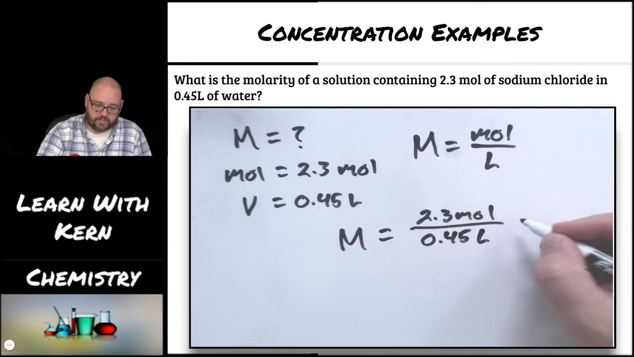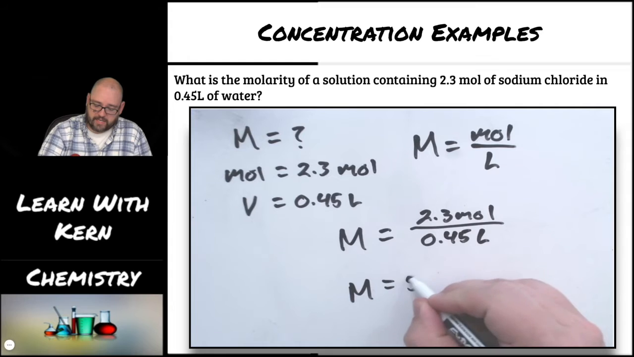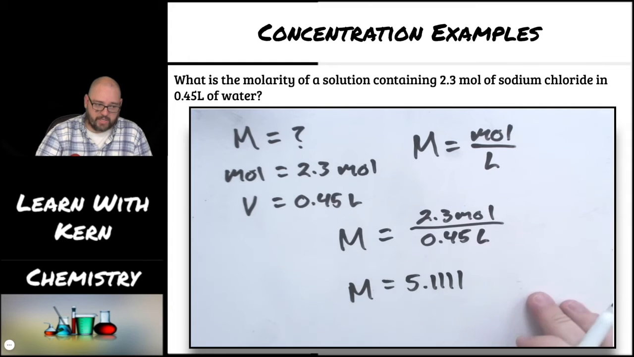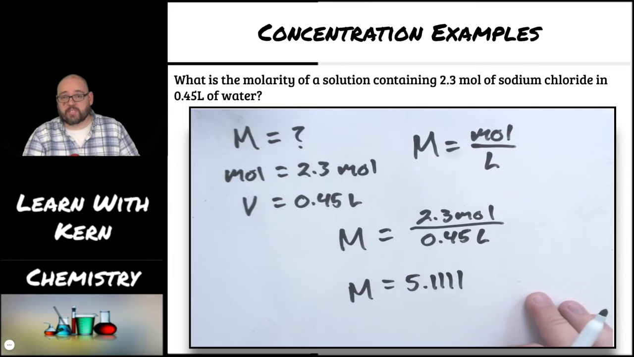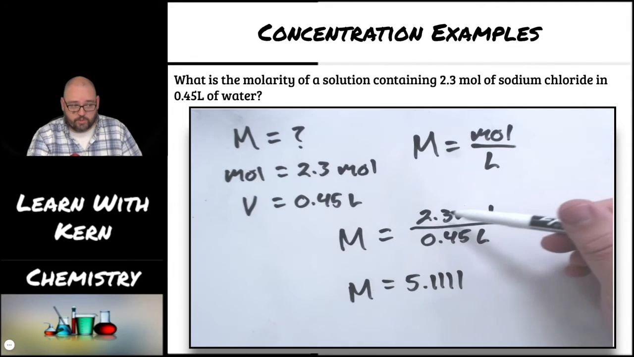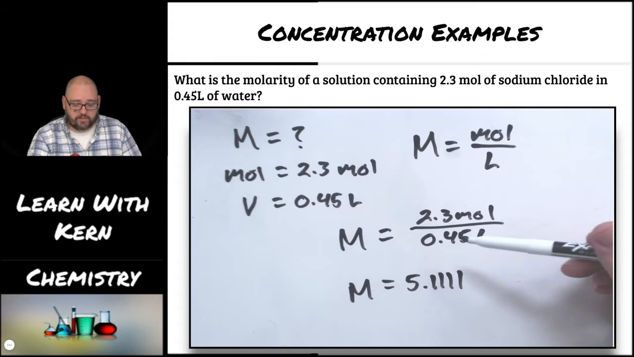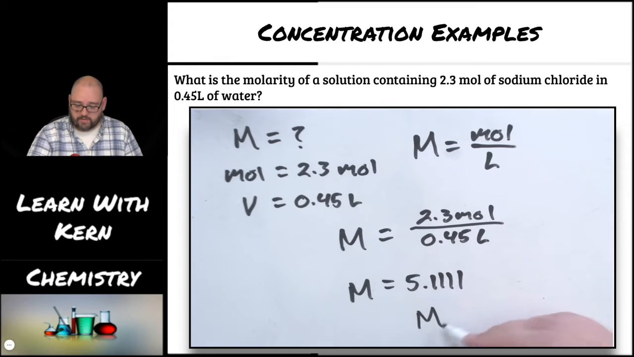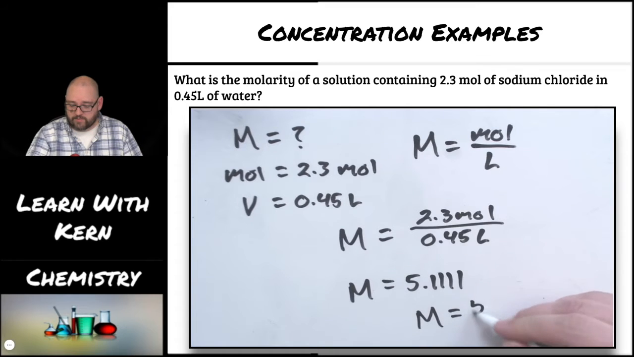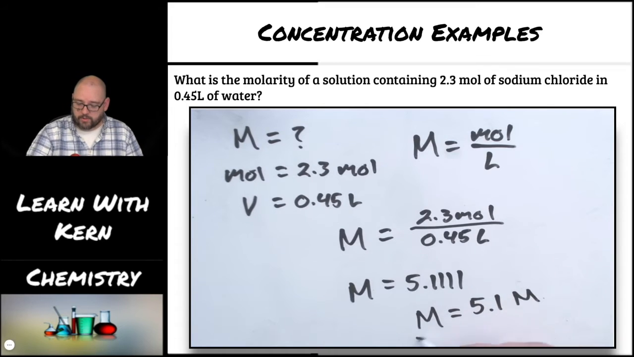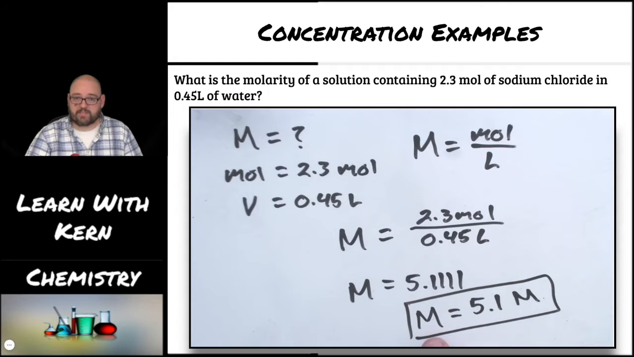When I do that division, I get an answer of 5.1111 repeating, but obviously I need to round to proper significant figures just like always. If I have two significant figures here and two significant figures here, my answer needs to be rounded to two significant figures. So my molarity is 5.1 molar. You'll notice that a capital M is the symbol in the equation, and it is also the unit. So molarity is 5.1 molar. You could also write 5.1 moles per liter, and that would be a correct unit as well.